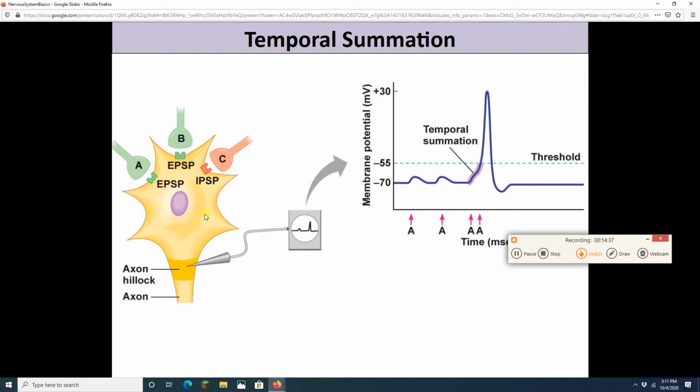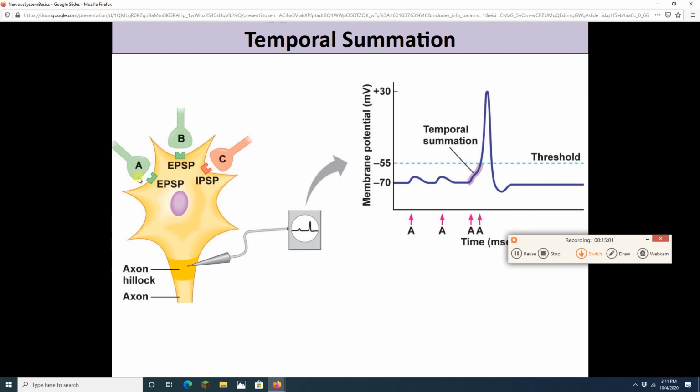All right, check out this neuron right here. This is my postsynaptic neuron. There's his axon hillock and axon. We're measuring the membrane potential at that axon hillock with a voltmeter right here. I have 3 other neurons, presynaptic neurons, synapsing with this guy: A, B, and C. We're only going to deal with A right now.